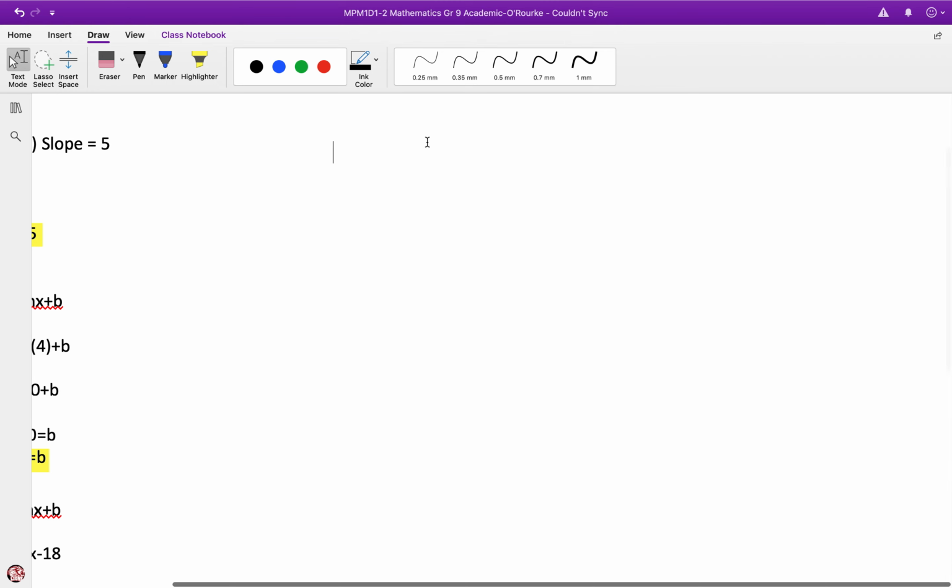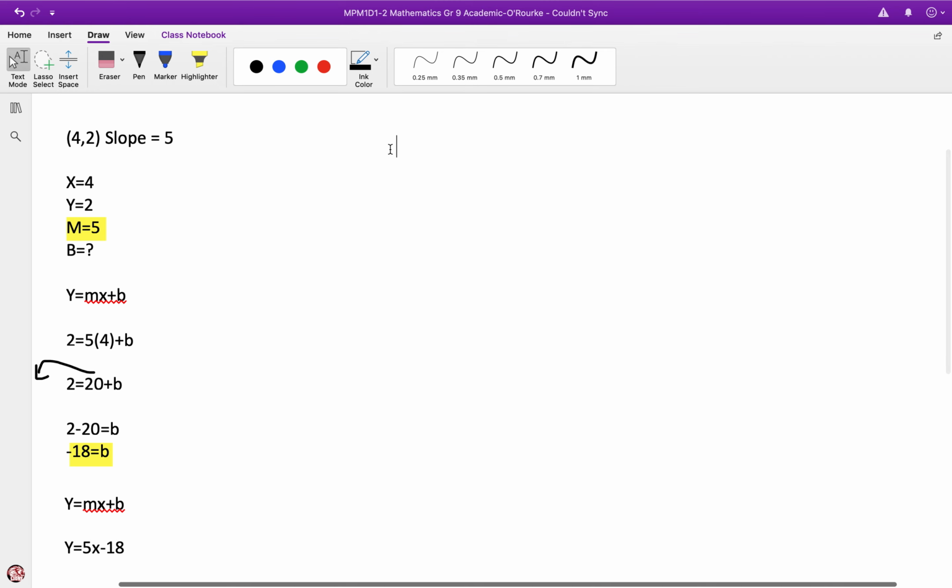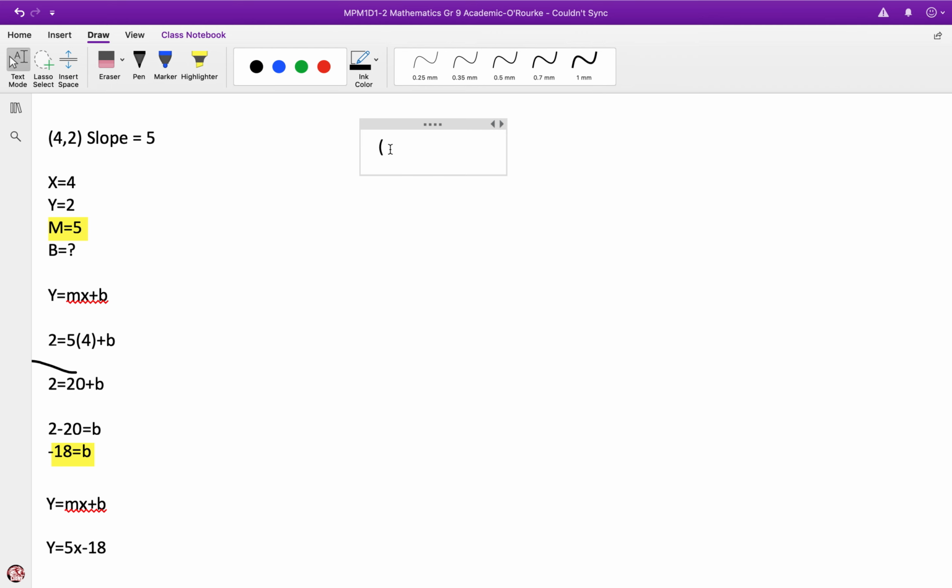So let's make a, let me think here, a point of (-3, -2) with a slope of, I don't know, let's say 3.